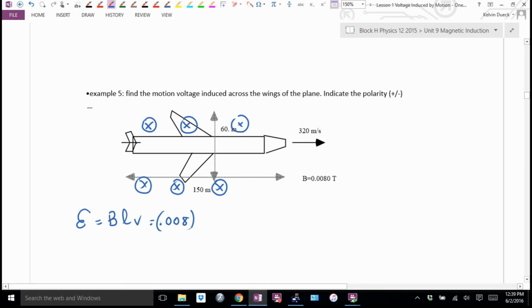What's the speed? 320. Which length am I going to use, the 60 or the 150? I'm going to use the length that's perpendicular to the magnetic field and the speed, the velocity. Spence? Yep. How many volts will this generate?